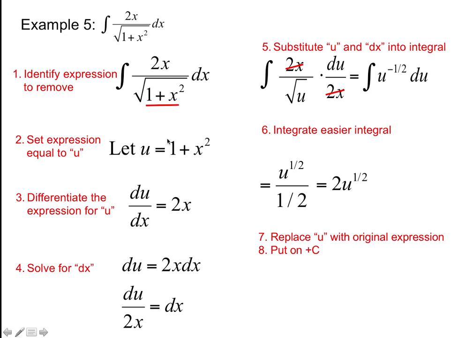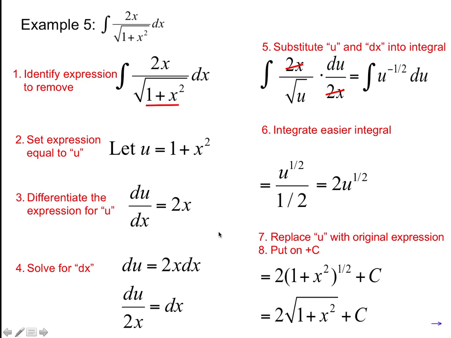The u is really, we get this back in terms of x, which is 1 plus x squared, so it's 2 times (1 plus x squared) to the 1/2 power plus c. The other way you might see this is 2 times the square root of 1 plus x squared, plus c.